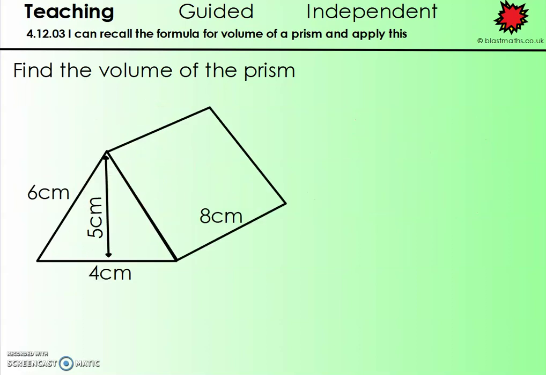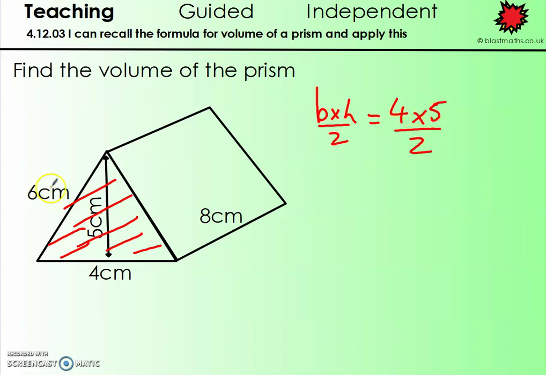Now another triangular one here. We've got base times height divided by 2 to get the area of the cross section at the front. So the base is 4, the height is 5, and then we divide it by 2. There is no need for this 6 to be used. So 4 times 5 is 20, and then half that gives us 10 centimeters squared.